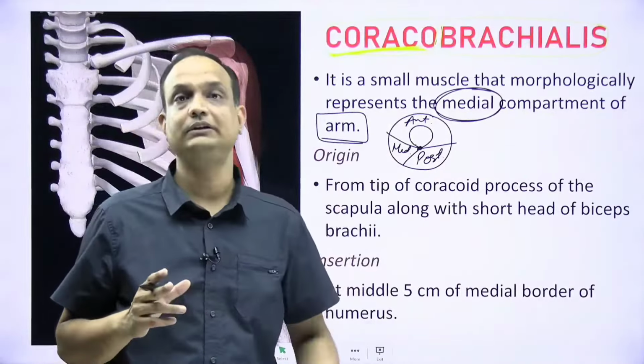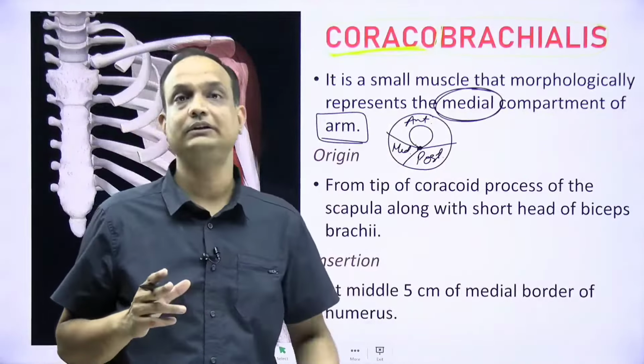Now, what is the origin? I already told you that it comes from the tip of the coracoid process of the scapula along with the short head of the biceps, and it inserts on the humerus, on the middle 5 centimeter of the medial border.